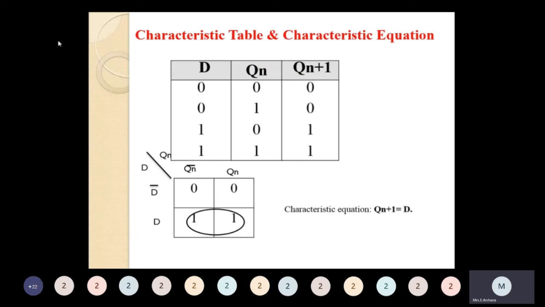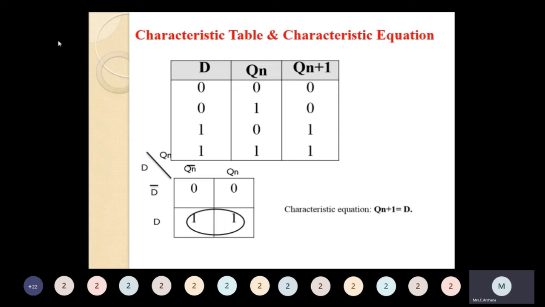This is the characteristic table. See here, I have only one input, D. When my D value is 0, my present state is 0, the next state is also 0. When my present state is 1, the next state is also 0. So we can call this state a reset. When my D input is 1, my present state is either 0 or 1, the next state will be 1. It is a set.